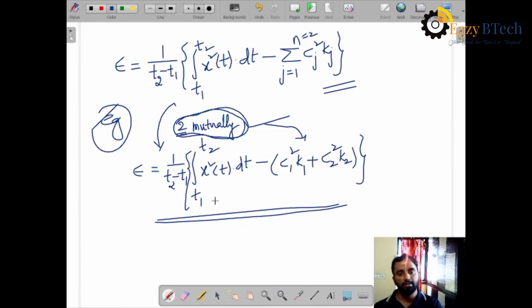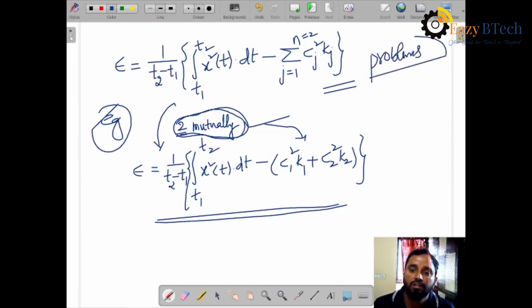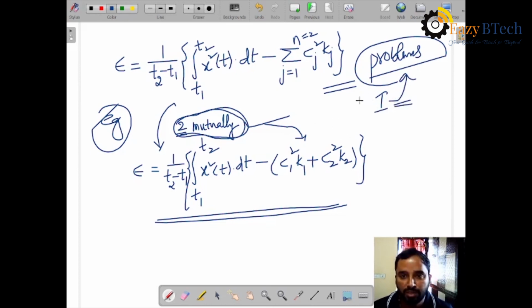By this topic, all the topics in the first unit, signal analysis, are covered. In the next session, we are going to discuss numericals or problems, which are very, very important. In the first unit, what are the problems we have, and how to solve those problems, we can discuss in the next class.